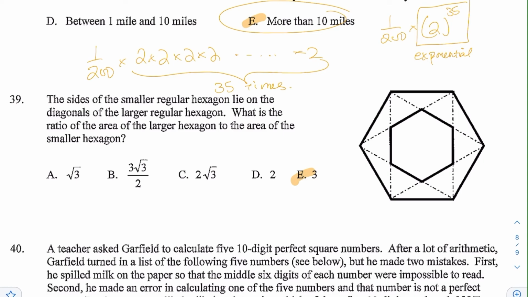Next, for number 39, the sides of the smaller regular hexagon lie on the diagonals of the larger regular hexagon. What's the ratio of the area of the larger hexagon to the area of the smaller hexagon? For this hexagon, you can split it up into a bunch of triangles, specifically 6 equilateral triangles to be exact. So if you just pretend each of these equilateral triangles has an area of 1, the smaller hexagon would have an area of 6.